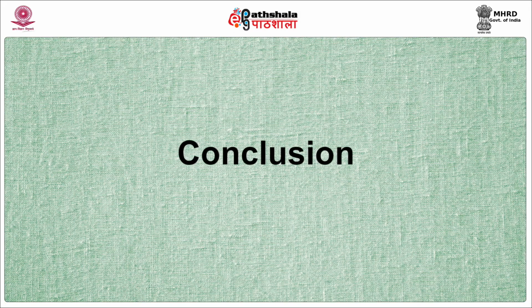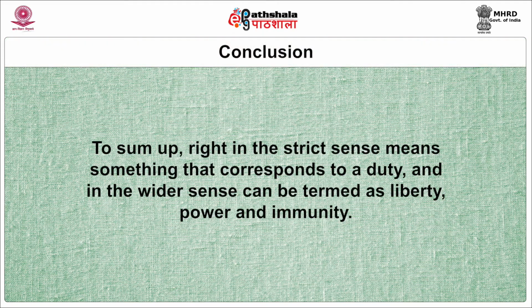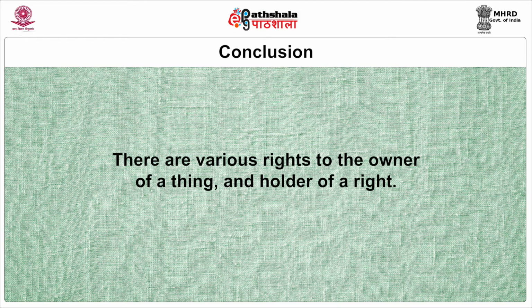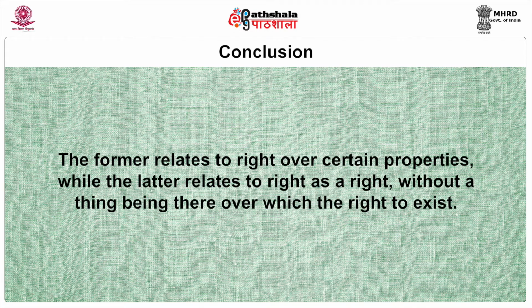Conclusion. To sum up, the right in the strict sense means something that corresponds to a duty, and in the wider sense can be termed as liberty, power and immunity. Thus, there need not always be a duty upon others when there is a right. There are various rights to the owner of a thing and the holder of a right. The former relates to right over certain properties, while the latter relates to right as a right without the thing being there over which the right exists.